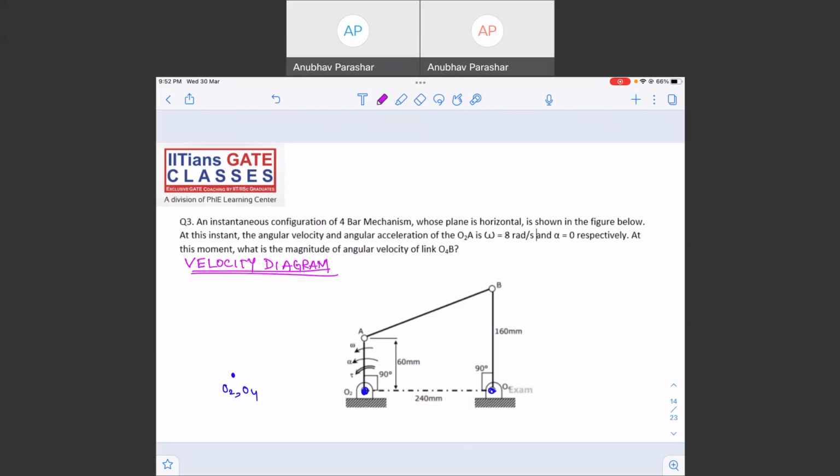Okay, so the first step is to mark all the fixed points. In a mechanism, there can be more than two fixed points. This is a four-bar mechanism, so you're seeing only two fixed points, O2 and O4, but there might be 3, 4, 5, 6, 7 fixed points. All the fixed points will be marked as one. Then serially we'll proceed: from O2 we'll plot the velocity of point A, then from A the velocity of point B, then from B the velocity of other points.